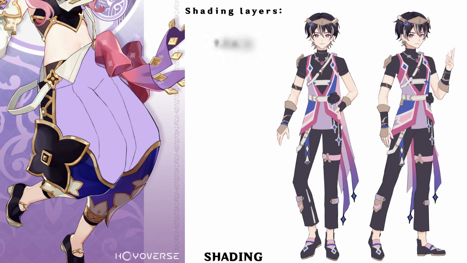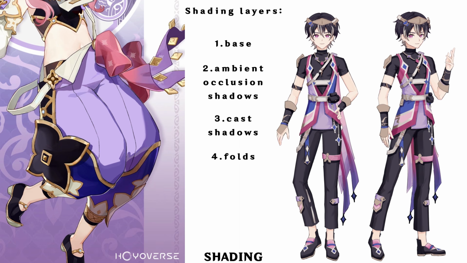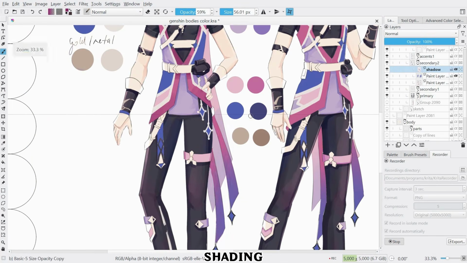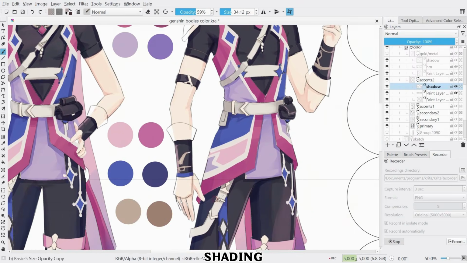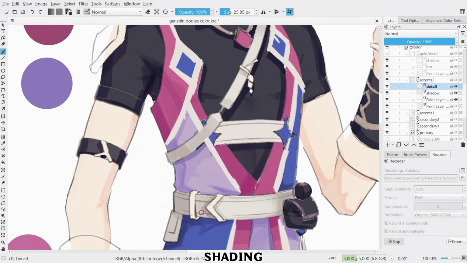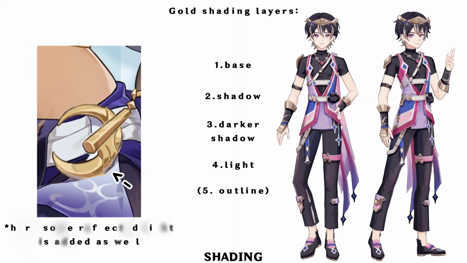For layers to shade, I would start with an ambient occlusion shadow, then I would add in the cast shadows. On the next layer I would add folds, and on a final layer I would then add in hue variation and possibly lights, but you could also just add all of the shadows together. This depends on what kind of process you prefer for shading and rendering. Here I'm also adding a small simplified example of how the gold would be shaded. You have 4 levels: the base, the first shadow, a darker shadow, and then an added light, and sometimes a colored outline would be added as well.